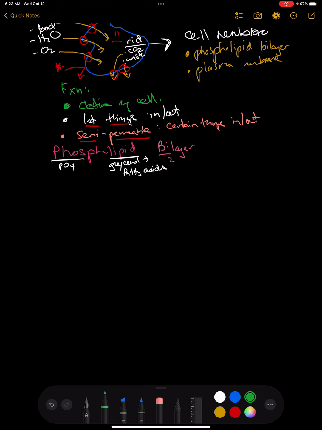All right, first part, phosphate. So here's my P, and then my 4 oxygens surrounding them. So this is my phosphate group.